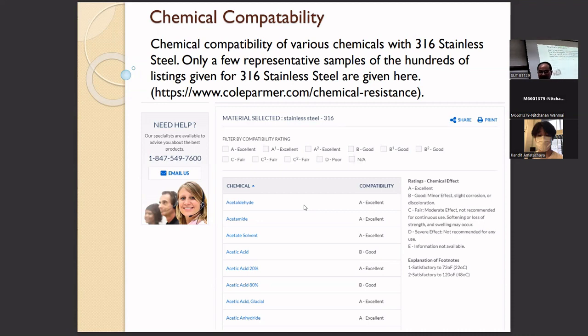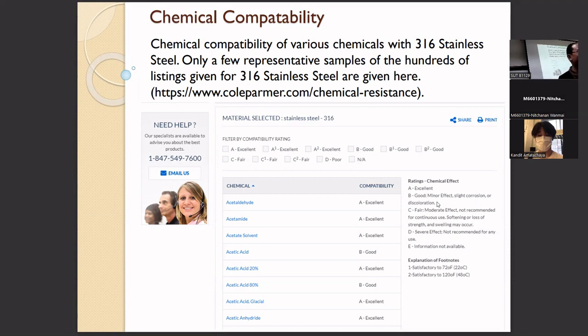If your chemical is acetic acid, it is good, but that doesn't mean entirely good. There is some minor effect. It's slight pollution, maybe pollution. When you do the experiment, you have to check your material. If your reactor is stainless steel 316, you have to check what chemical you use, and whether it also causes pollution or not. But in my lab scale, mostly it's glass.